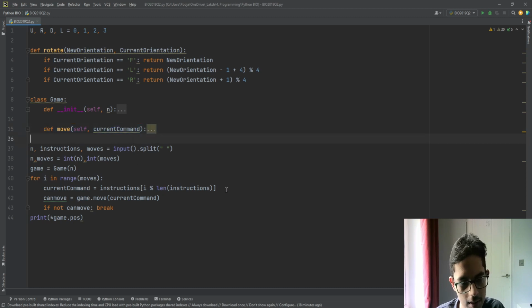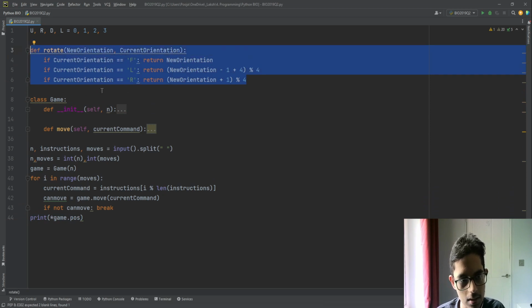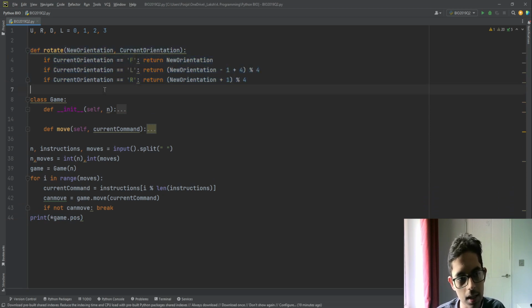So then our problem just becomes implementing the move enough times, n times, where n is the number of moves we need to model. And if we break early, that will be because we can't make a move. So if we can't make a move, then we break early. And then we finally just need to print off the final game position which the explorer is currently in. And now we also have this function which carries out the rotation. So this rotation, given a certain orientation, returns whatever the orientation is with respect to whichever command has been executed.